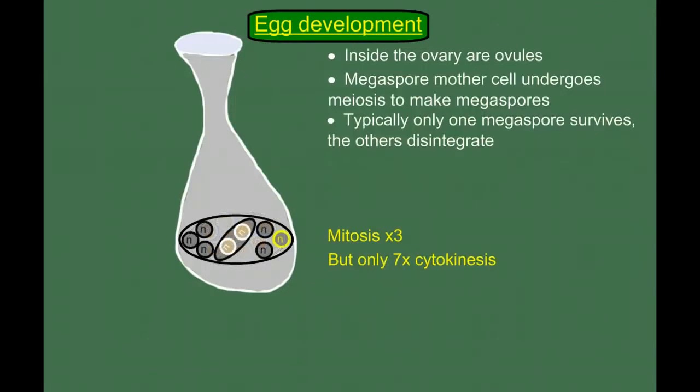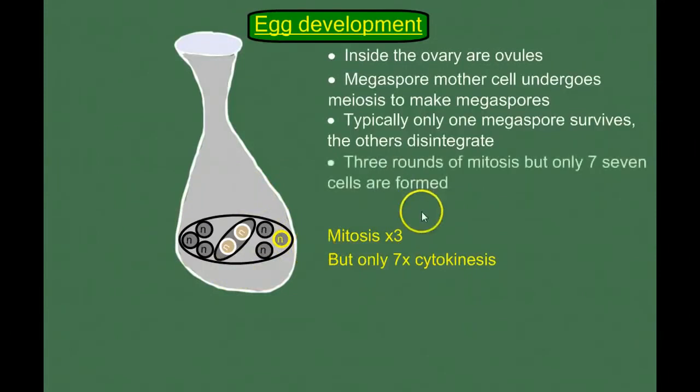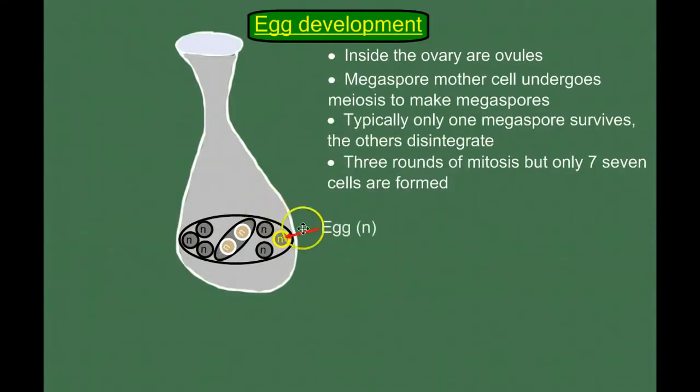How about something like this? This is what it looks like. This is the female gametophyte. Now, when we look in here, let's see what we see. We have this cell, which I've drawn in a different color to make it easy to see, and that's the egg. One of these haploid nuclei will be the egg.